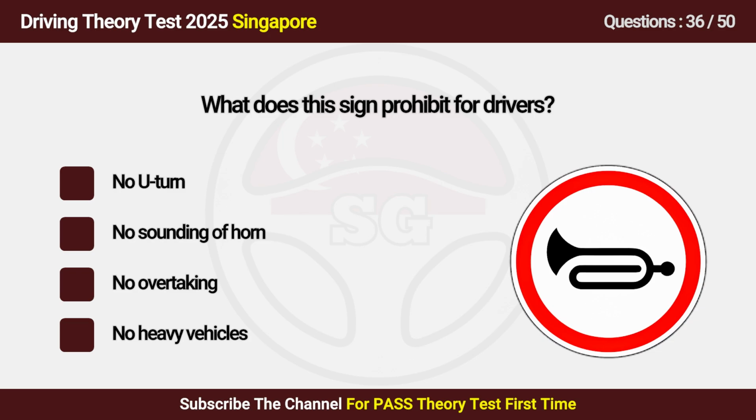Question 36. What does this sign prohibit for drivers? A. No U-turn. B. No sounding of horn. C. No overtaking. D. No heavy vehicles.